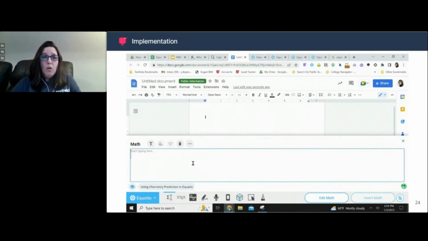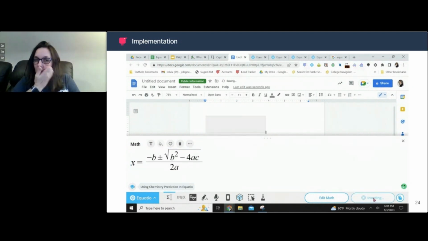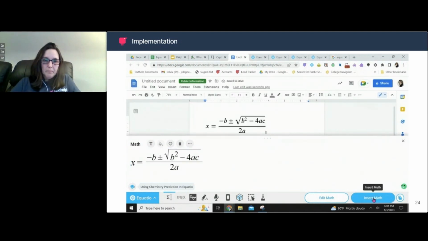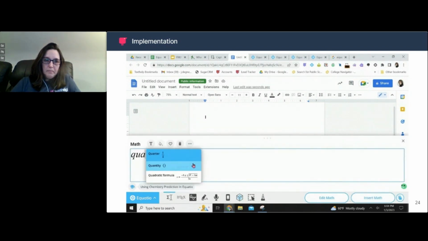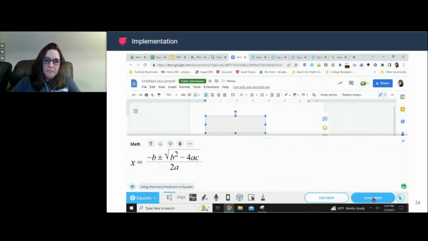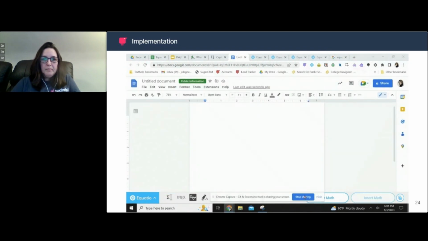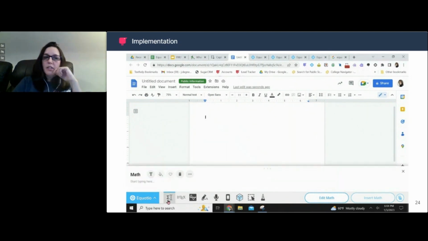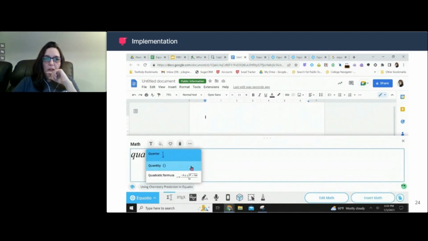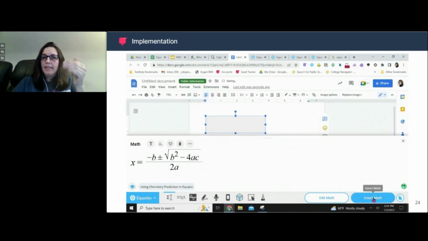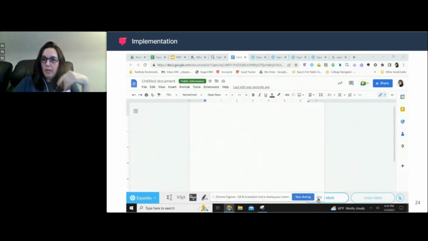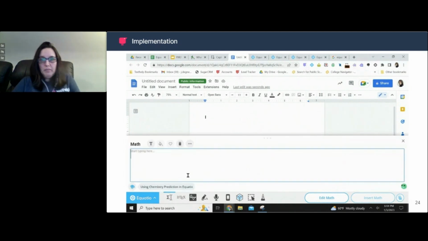And so what I did is, let me just let you watch this without me talking really quick. So as you can see, you can insert that quadratic formula, and then what the students do is they click on it and they click Edit Math, and then they can go in and fill in the numbers for that quadratic formula.